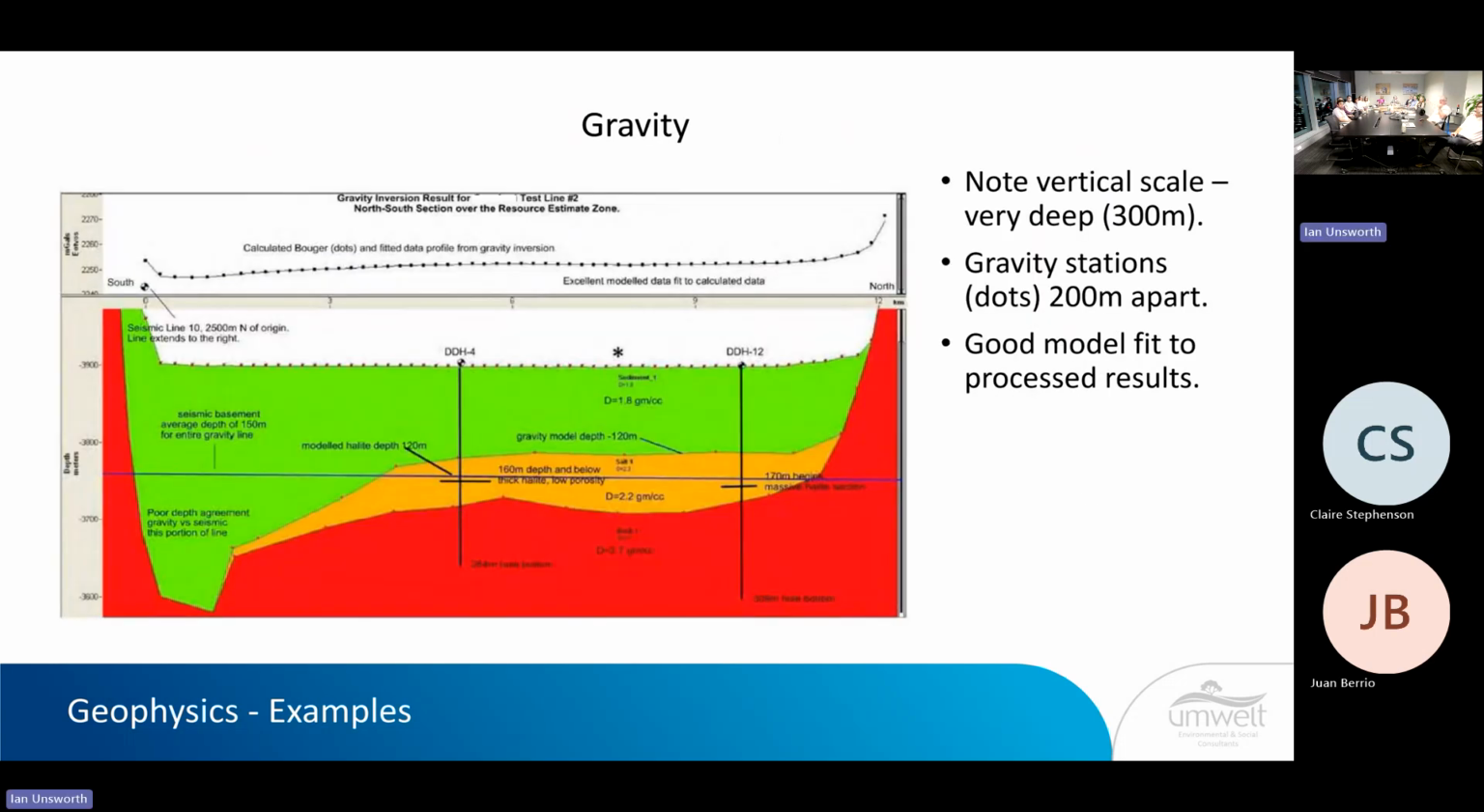Some of the ones in the Andes are really deep, and that vertical scale is, I think, 400 meters. So the aquifer is 300 meters deep. That's in fact a gravity survey. They got a good fit with the model. So the data is the dots at the top, and the fit of the model to the data is the line joining the dots. But that's a pretty good fit.